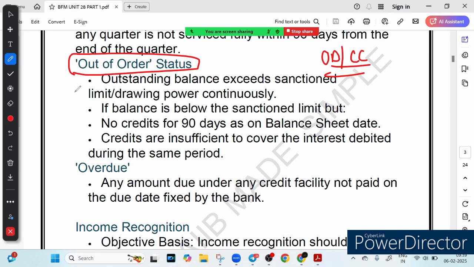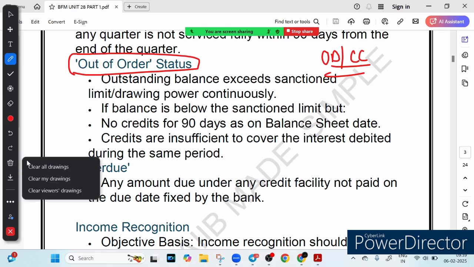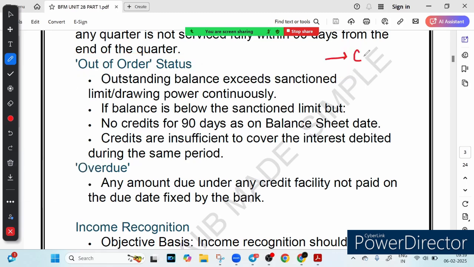But what exactly does that mean, and why is it important for your BFM examination? Imagine you have a credit card with a limit of 1 lakh. Let me give you an example. You have a credit card with a limit of 1 lakh, okay?